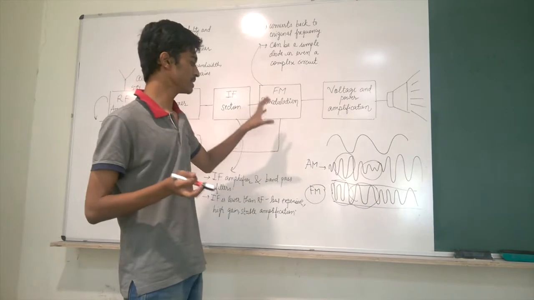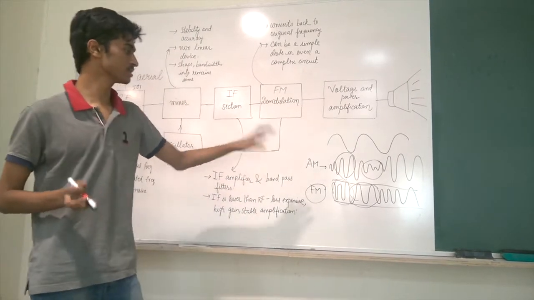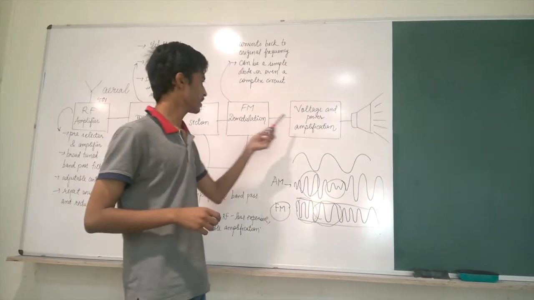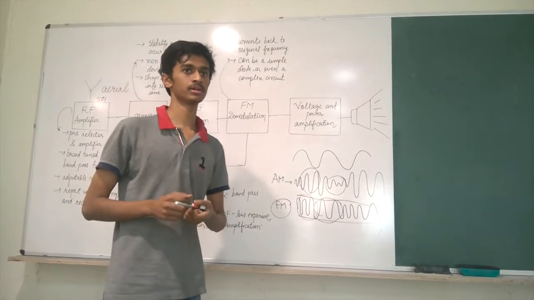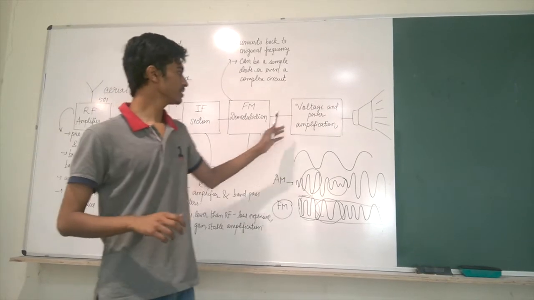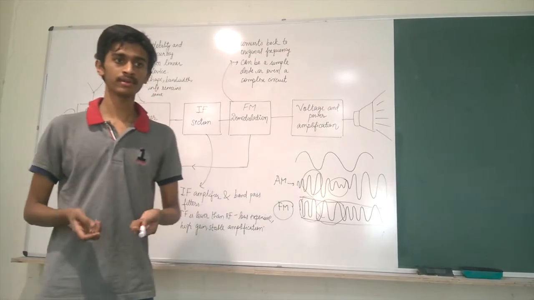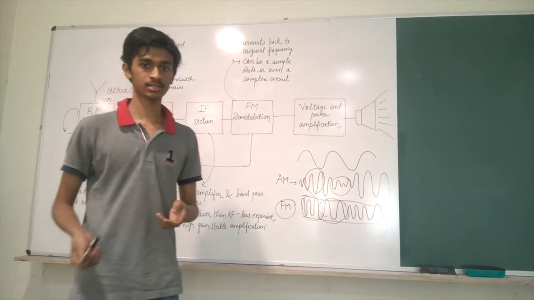So the basic principle on which demodulation works is this. After this, the signal is passed into voltage and power amplification, where various types of amplification are done on the wave, and then it is transferred to the loudspeaker so that we can proceed and process the wave ahead.